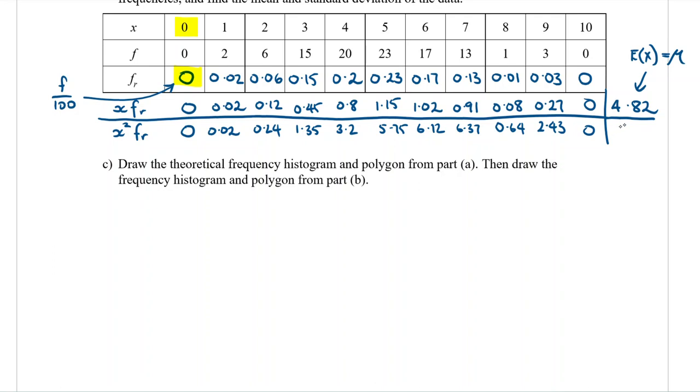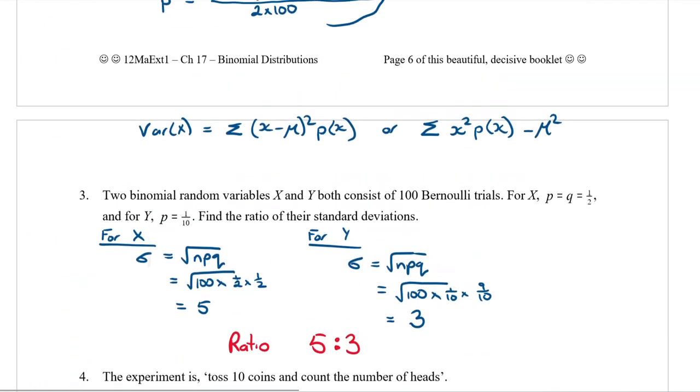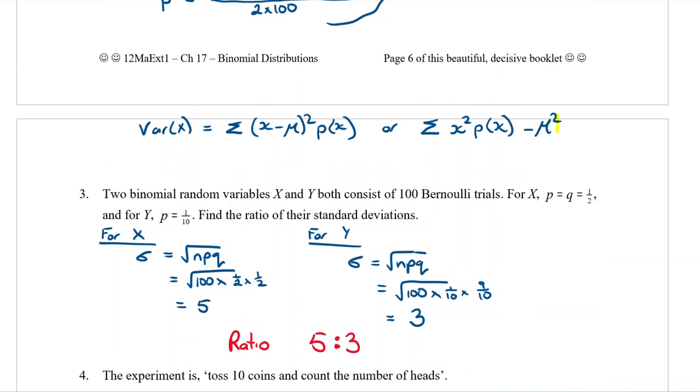Yes, good. So 26.12. That is the variance. Actually, no, it's not the variance because I was doing this one up here. It's the x squared p of x part, but I have to subtract the mu squared to get the variance because I was using that second formula.